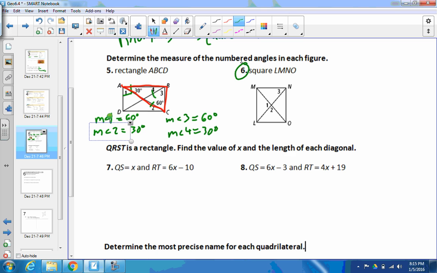I want you to do number 6 on your own. This is a square. I know maybe it doesn't quite look like a square, but think about what we know about the angle measures of squares and what the diagonals do to the angles of squares.